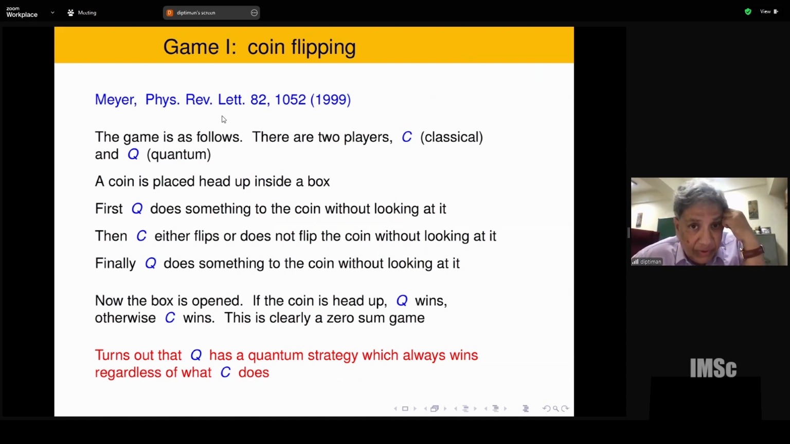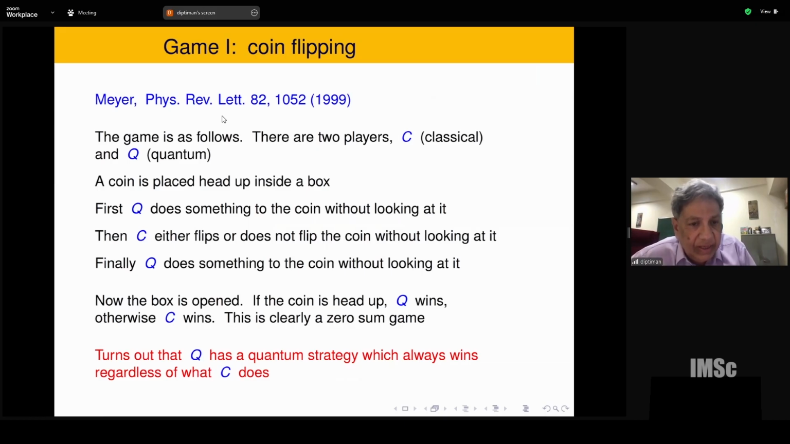So the first game, called the coin flipping game, is as follows. There are two players, C and Q, which actually means classical and quantum. And you'll see that in the way they have their strategies defined. Then there's a referee. The referee takes a coin and places it head up inside a box. So the two players know that the coin is pointing head up and it's inside the box. Now they can't look into the box, but what they can do is as follows. First, the quantum player Q can reach into the box and do something to it without looking at it.